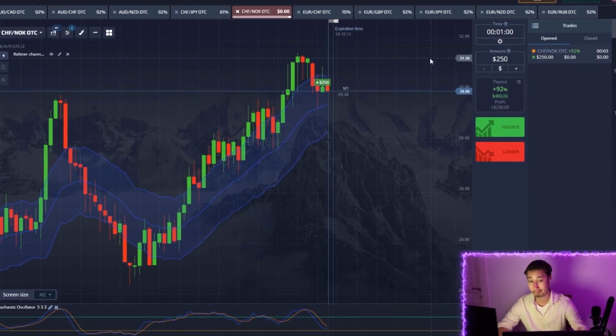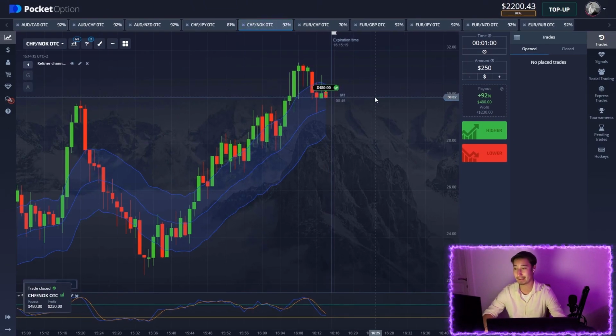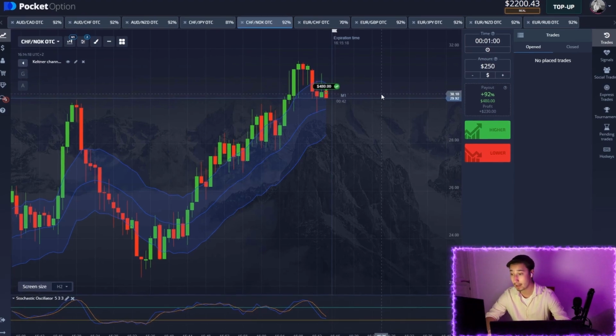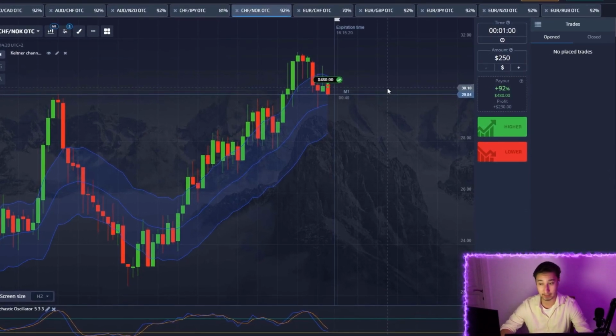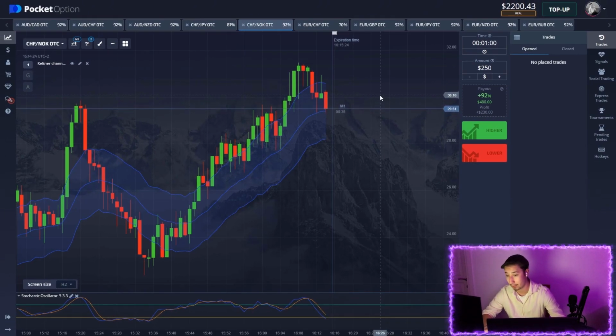And our position is in profits again. Nice. This is the 1 minute time frame. Look at this perfect timing of our trade entry, guys. Now the stochastic is going down for the further correction.